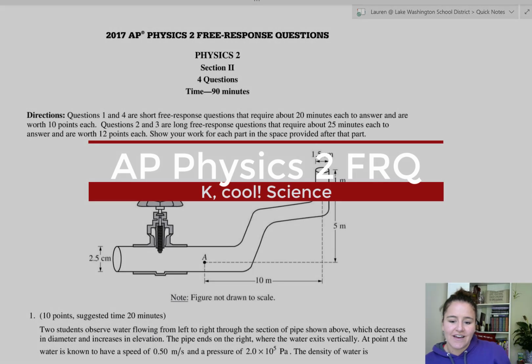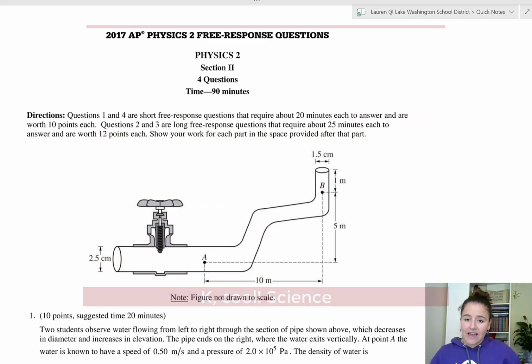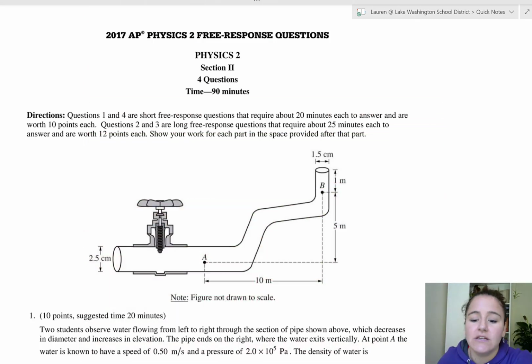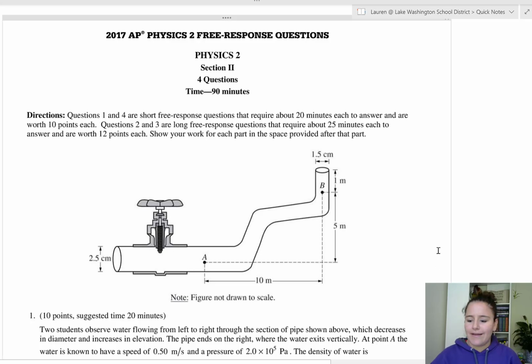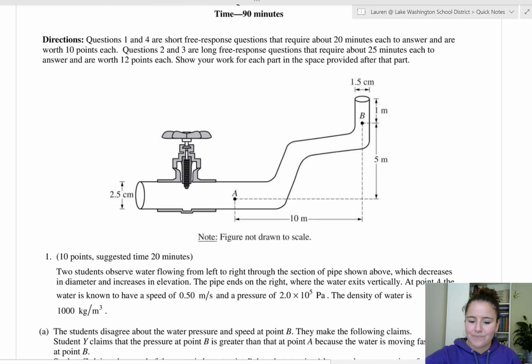And today, what we got going on is a fluids FRQ problem. This one is from the 2017 released exam, and it is number 1 on that exam. So what we have here is a pipe. It's probably a little hint. This one's going to have to do with Bernoulli's a bit.